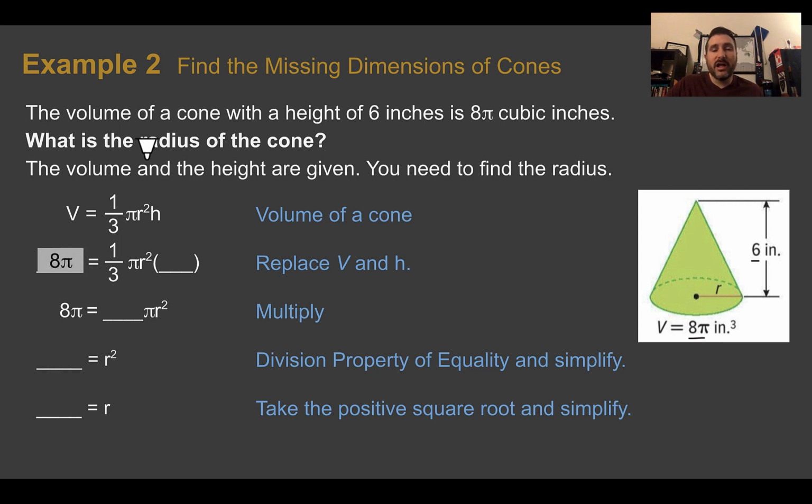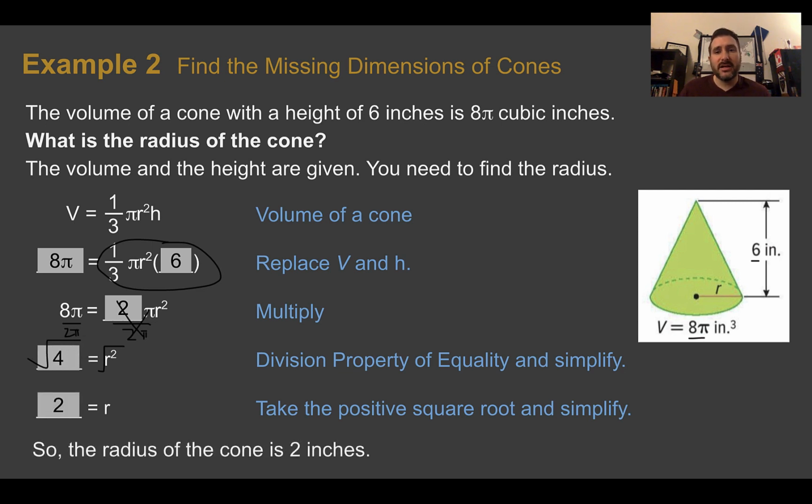First, plugging in our numbers, volume is 8 pi, and our height is 6. I'm going to simplify this right side as much as I can first before I divide things out. I don't have to, but it's going to make my life easier later. 1/3 of 6 is 2. Now, I see if I divide by 2 pi, I'm just left with r squared on the right side, and on the left side I have 4. Now I'm going to take the square root of both sides, so what number times itself is 4? That would be 2. So the radius of this cone would be 2 inches.